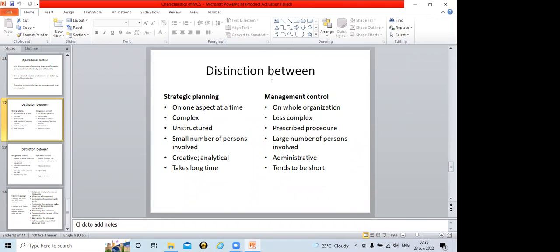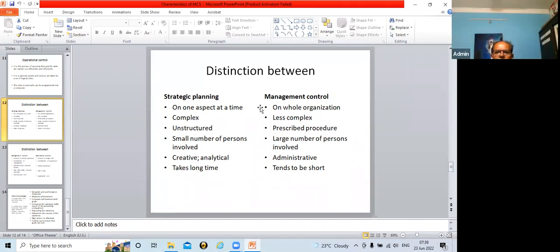Yes, sir. Okay. Now, the difference between strategic planning and management control. First point: in strategic planning, it is on one aspect at a time, whereas in management control, it is the whole organization. Second difference: strategic planning is complicated, whereas management control is less complex as compared to strategic planning.